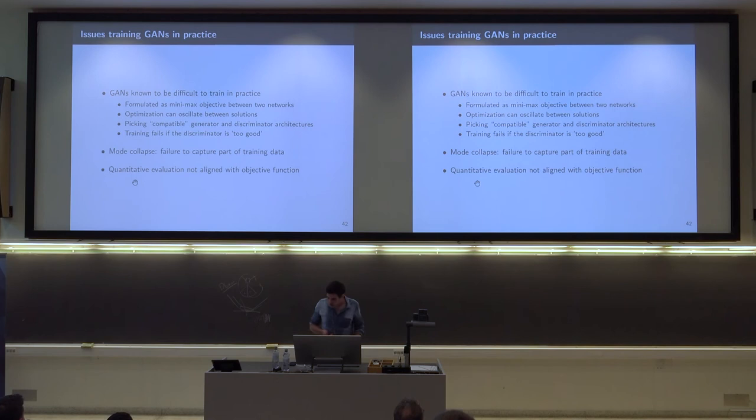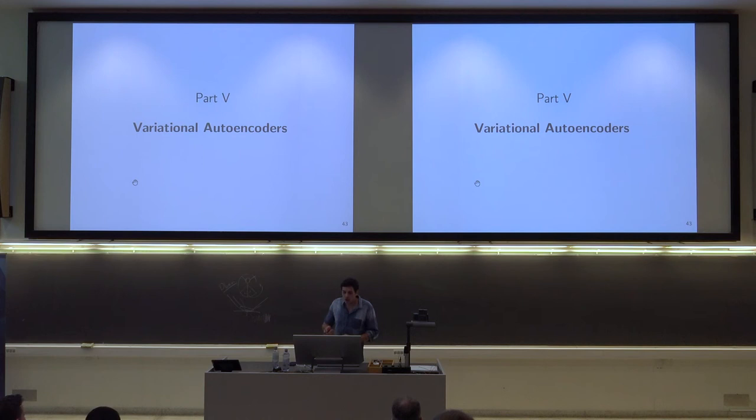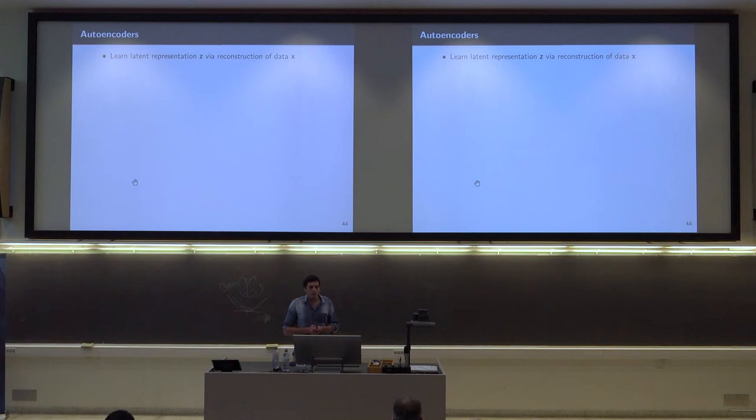Let's now switch to another class of deep generative model, the class of variational autoencoders. You had a very thorough presentation of variational inference, so I'll stay quite light on this. Before speaking about variational autoencoders, let's first speak about autoencoders. The goal of an autoencoder, actually I'll give you a 10 second break because we just switched topic.